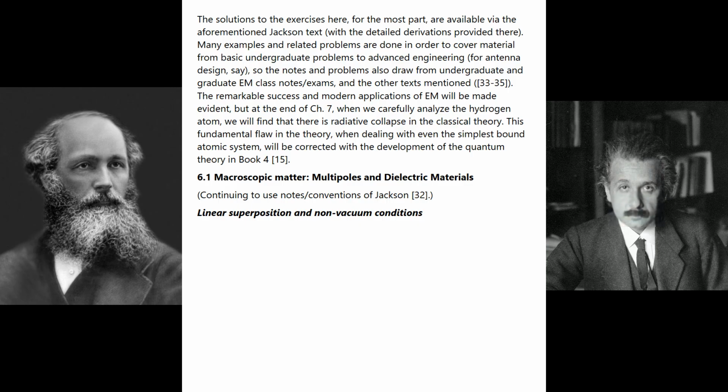The remarkable success and modern applications of EM will be made evident, but at the end of Chapter 7, when we carefully analyze the hydrogen atom, we will find that there is radiative collapse in the classical theory. This fundamental flaw in the theory, when dealing with even the simplest bound atomic system, will be corrected with the development of the quantum theory in Book 4.